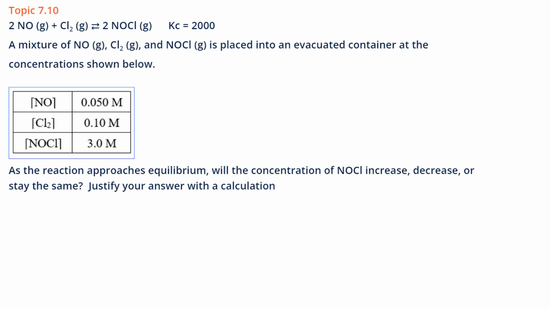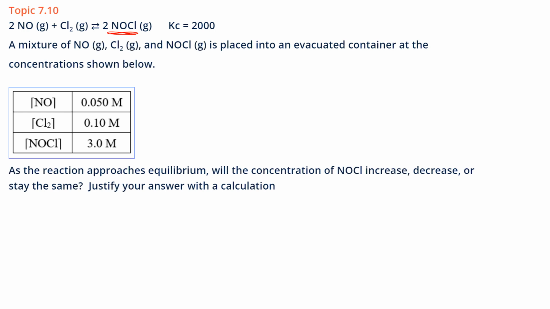All right, let's take a look at this question. So we're given an equilibrium problem, we're given a K value, and we are given some values for reactants and products in this equilibrium. And the question says, as the reaction approaches equilibrium, will the concentration of NaCl, that is one of my products here, increase, decrease, or stay the same? Justify your answer with a calculation.